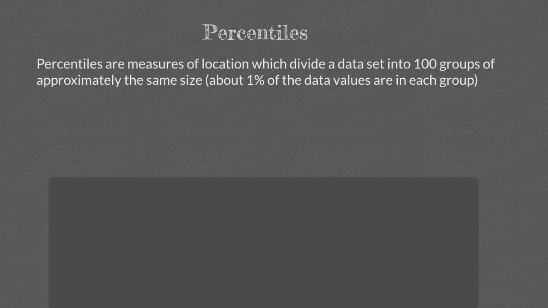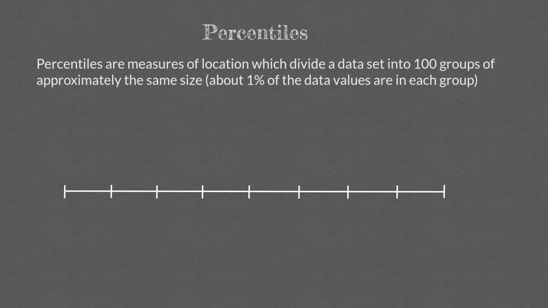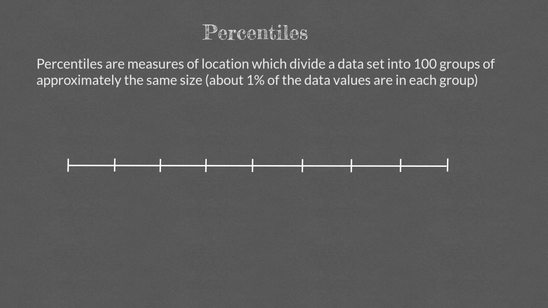Percentiles are measures of location which divide a dataset into 100 groups of approximately the same size. So the idea is if you had 100 pieces of data, you could put one piece in each of the percentiles. If you had 200 pieces of data, you would fit about 2 pieces of data in each of the 100 percentiles. That means about 1% of data values are going to be in each of the 99 percentiles.